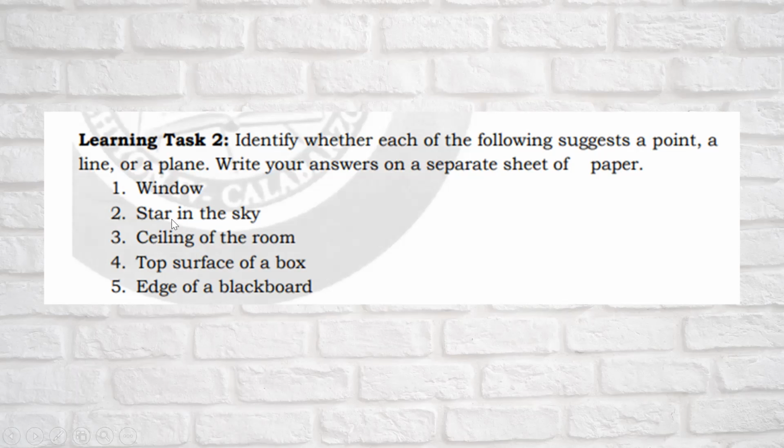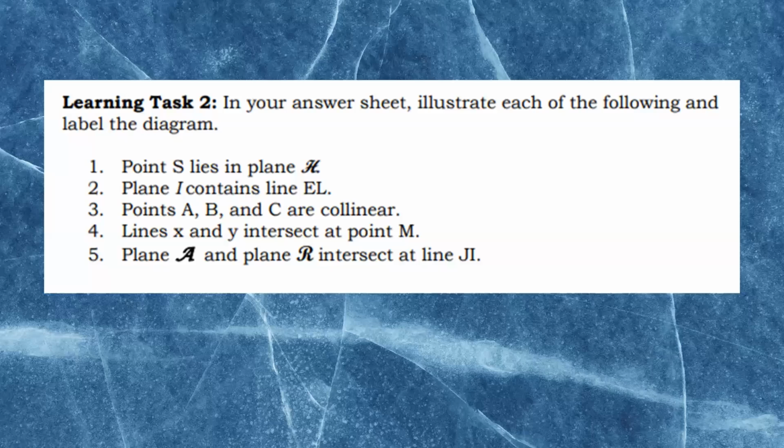Stars in the sky. One star, just one star in the sky. So that is a point, right? Ceiling of the room. So look above you and see the ceiling. So it suggests a plane, right? So I'll leave 4 and 5 with you. This is the last one in your answer sheet.